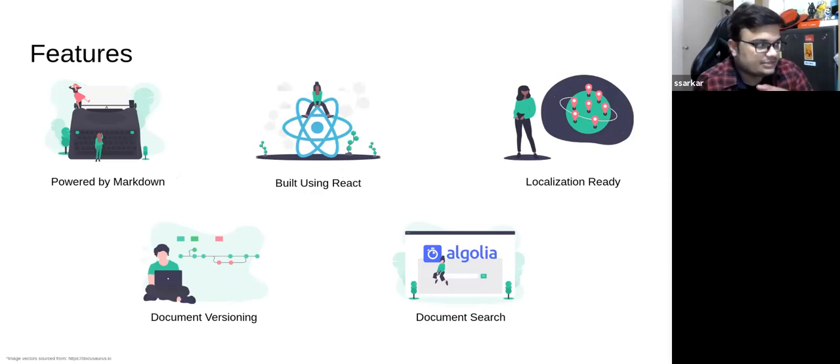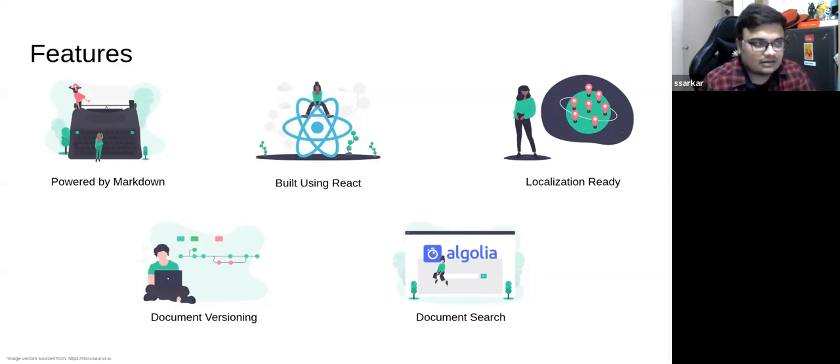So the primary features of Docusaurus are, it's powered by Markdown. So to create a new documentation, or for that matter, even if you want to post a blog, you don't have to write a lot of code. You can just write or create a Markdown document, and there you have your new page of documentation or your new page of the website ready, up and running.